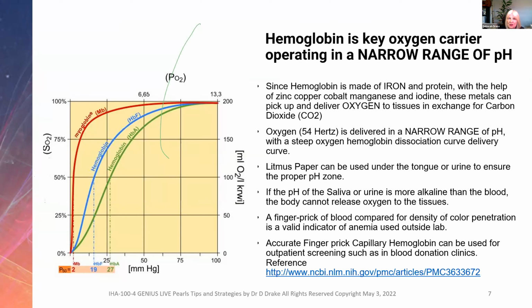And oxygen, which is 54 hertz, memorize that, is always in a narrow range of hemoglobin and a narrow range of frequency. And you can check your tongue and see if your body is nice and sour in the mouth and healthy in the blood.